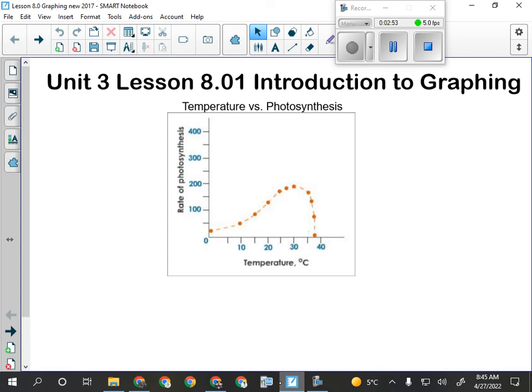And each axis is labeled. The x-axis is temperature, which means in this experiment, temperature was the manipulated variable. So your manipulated variable always goes on the x-axis, so that you can see the effect of its change on the responding variable. So the responding variable always goes on the y.